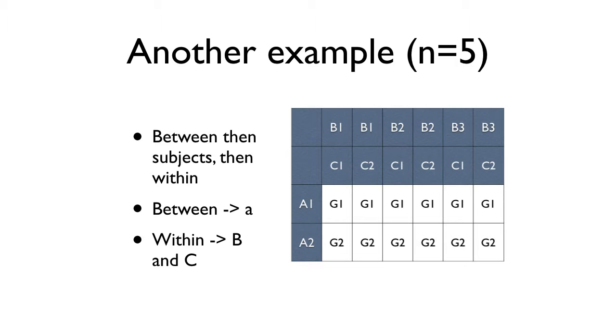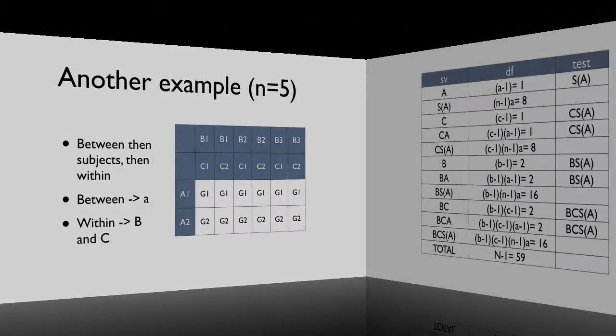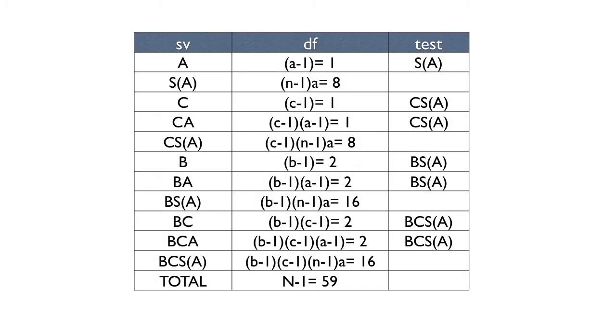And then B and C. And there are 5 subjects per group. That's what N equals. So, here it is. A, S within A, just like I said. Whenever I do these things, I do the degrees of freedom later. I worry about that later. I can calculate that. That's just doing some arithmetic. The harder part is this.